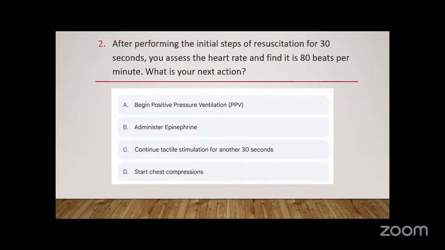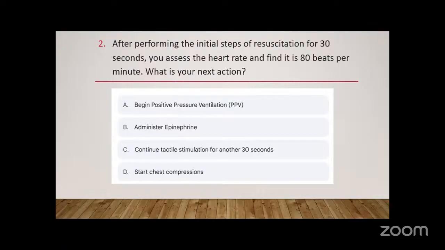C. Then continue tactile stimulation for another 30 minutes. Who else? 30 seconds, sorry. Who said A? A. Who else? Someone said C. Mr. Sopa.